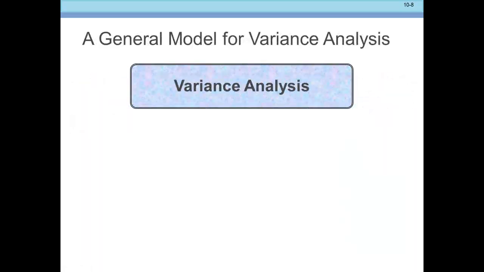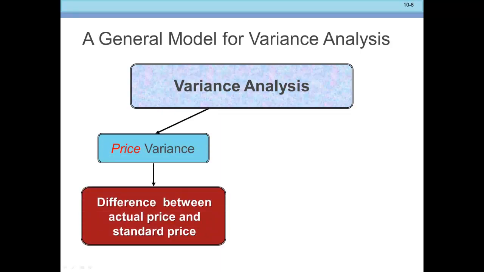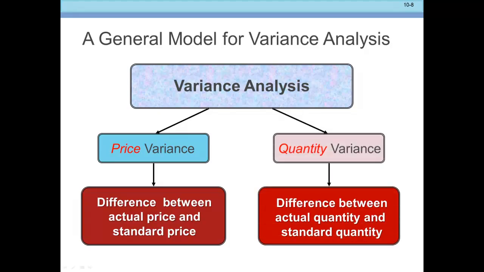Differences between standard prices and actual prices, and standard quantities and actual quantities, are called variances. The act of computing and interpreting variances is called variance analysis. A price variance is the difference between the actual price of a resource and its standard price, multiplied by the actual amount of the resource purchased. A quantity variance is the difference between how much of a resource was actually used and how much should have been used, and is stated in cost using the standard price of the resource.